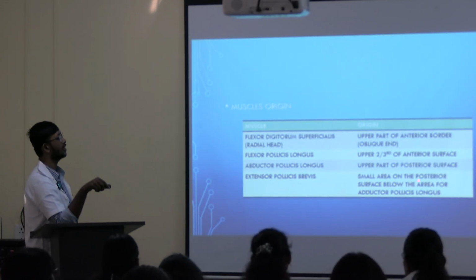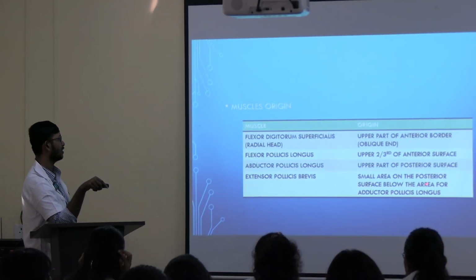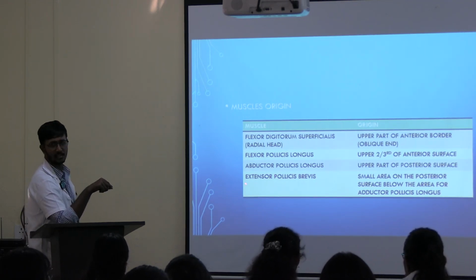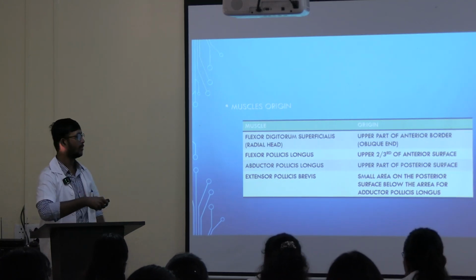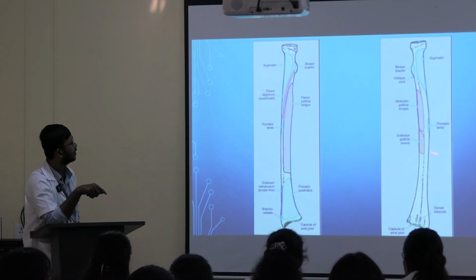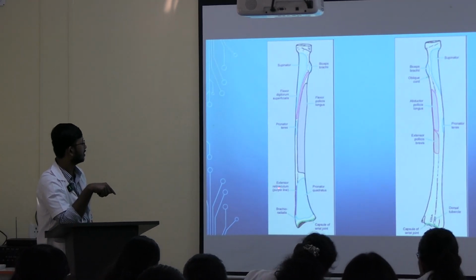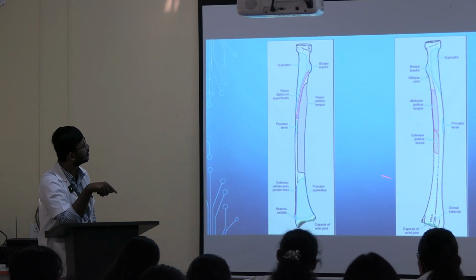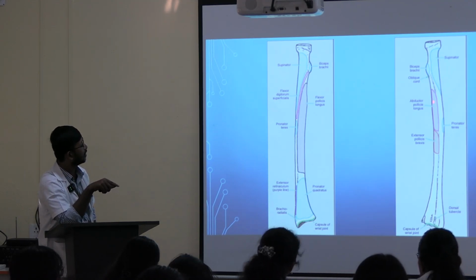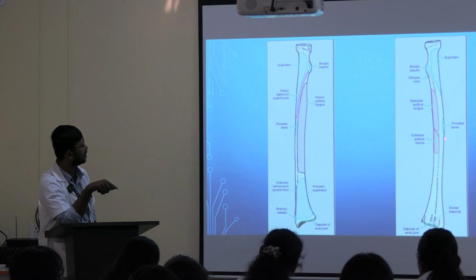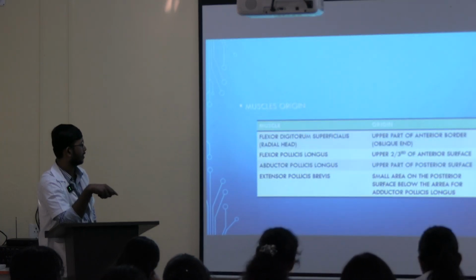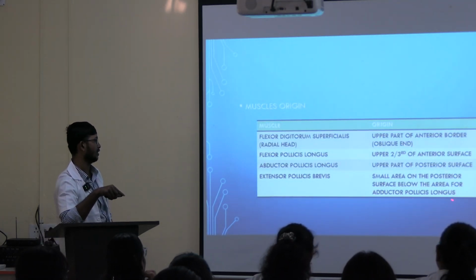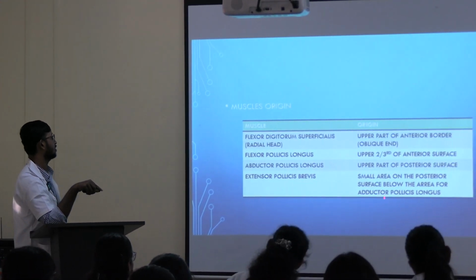It is present in a small area on the posterior surface below the area for abductor pollicis longus. Extensor pollicis longus, as the name suggests, is present in the extensor compartment, behind, so it is present in the posterior surface. See, this is the extensor retinaculum. This is abductor pollicis longus, and just below we have the extensor pollicis brevis. So just correct this point. If you are taking pictures or writing it down, just correct this: below the area for abductor pollicis longus, not adductor.